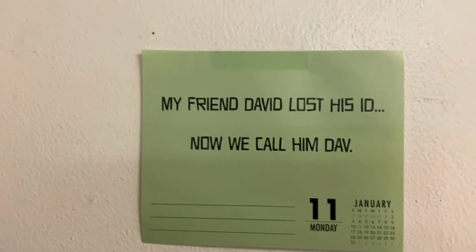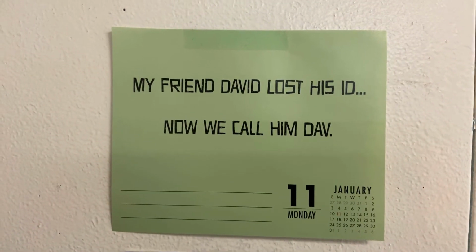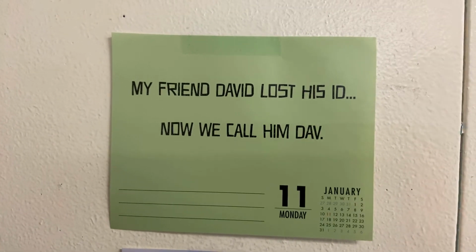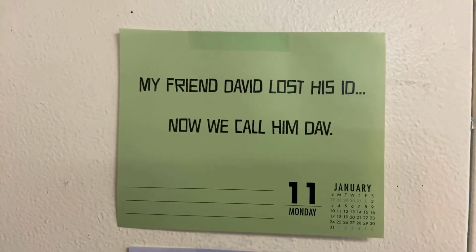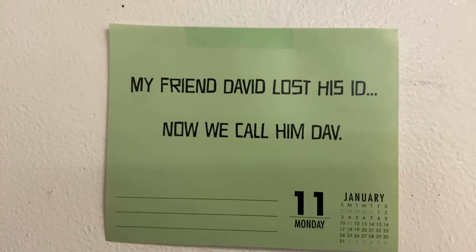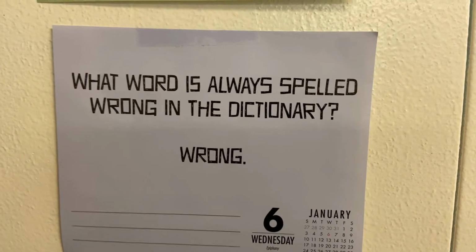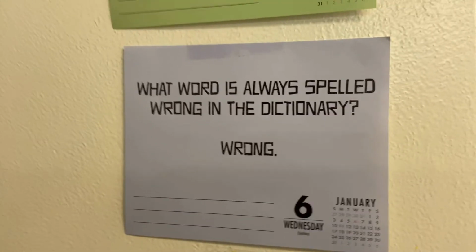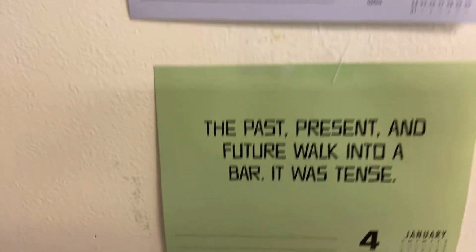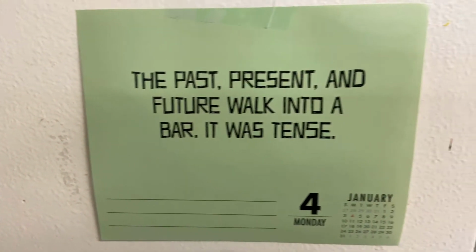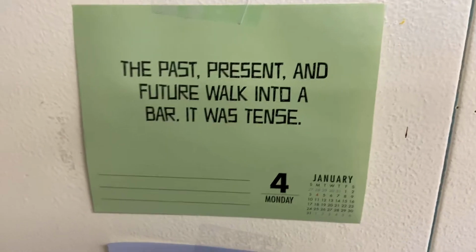Here's just a couple of the better ones from last week when y'all weren't here. My friend David lost his ID. Now we call him Dave. Makes me think of David Neal and David Young. What word is always spelled wrong in a dictionary? Wrong. And here's another one I liked. The past, present, future walk into a bar. It was tense.